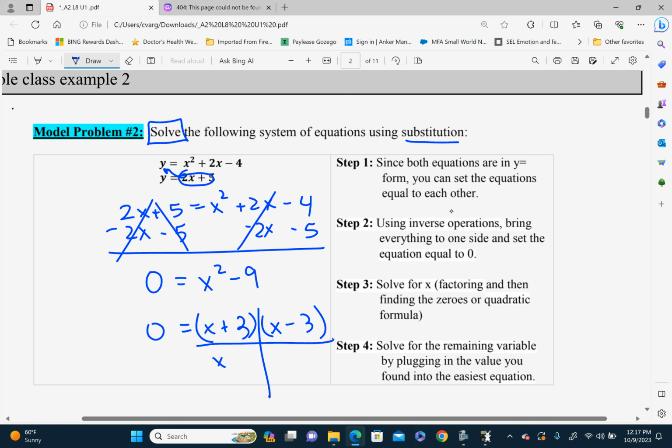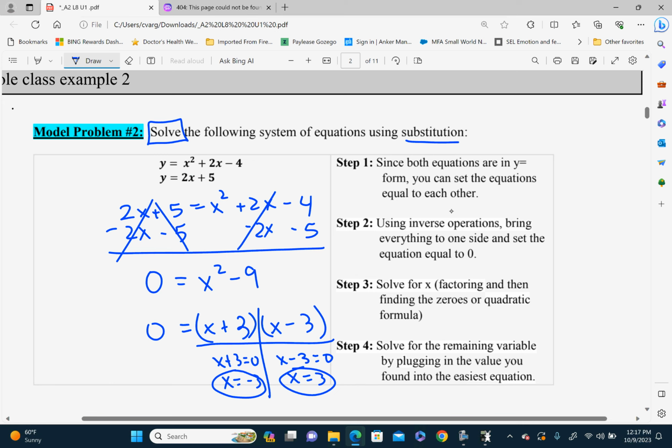We're going to split this up and put x plus 3 equals 0 is one solution, x minus 3 equals 0 is my other solution. If I subtract 3 from both sides, I get x equals -3. That's one answer. If I add 3 to both sides, I get x is equal to 3. That's my other answer.